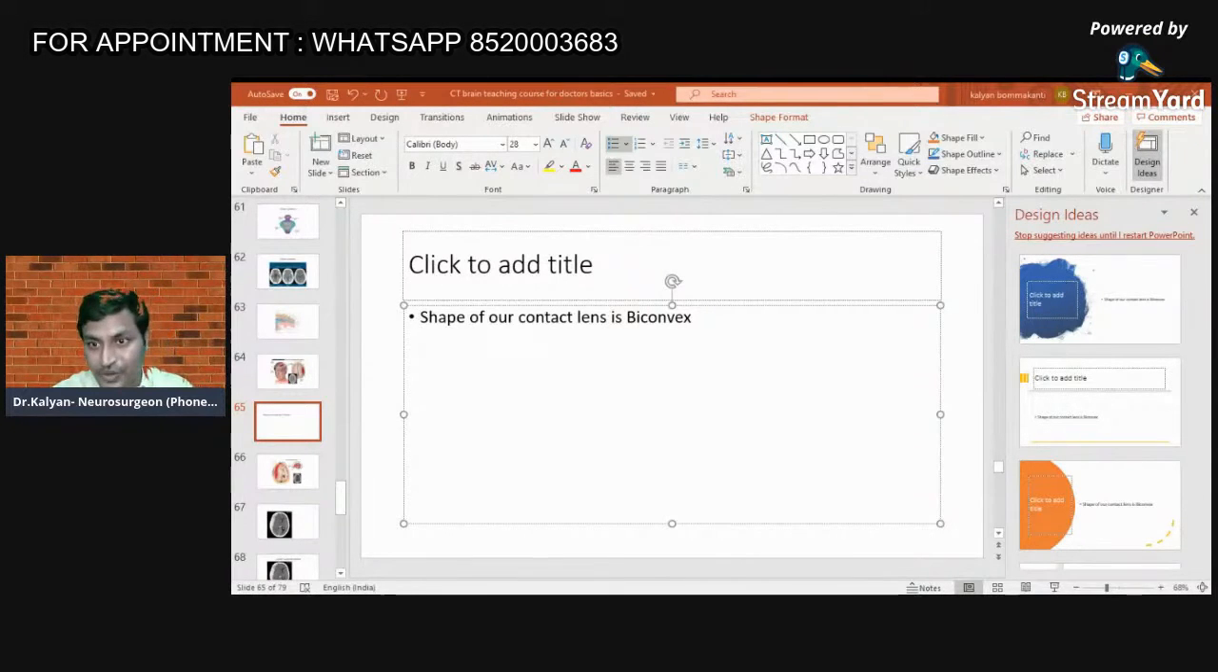So the one which is on the right side of your screen will be concave. This is a cave, inside the cave. The one which is outside is the convex. So now let us come to our one.